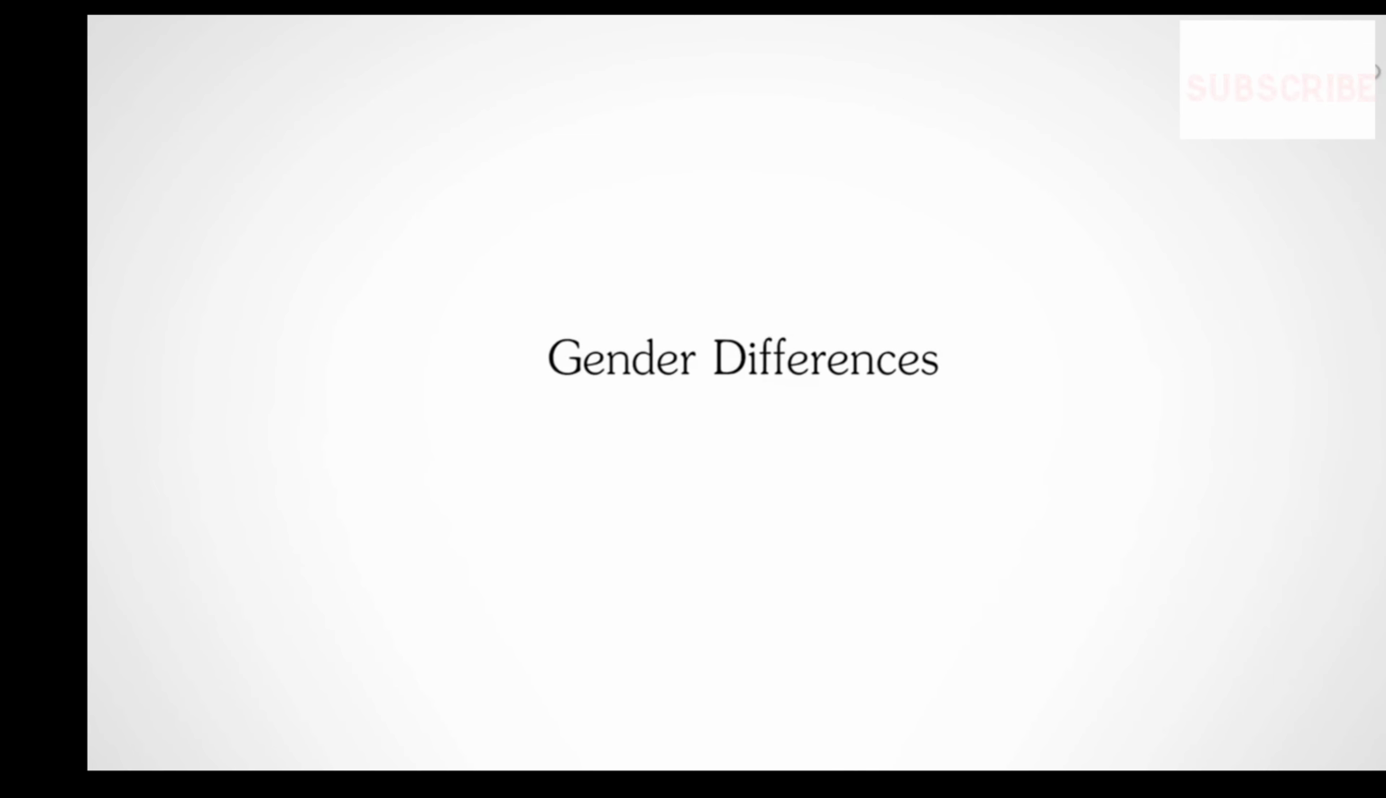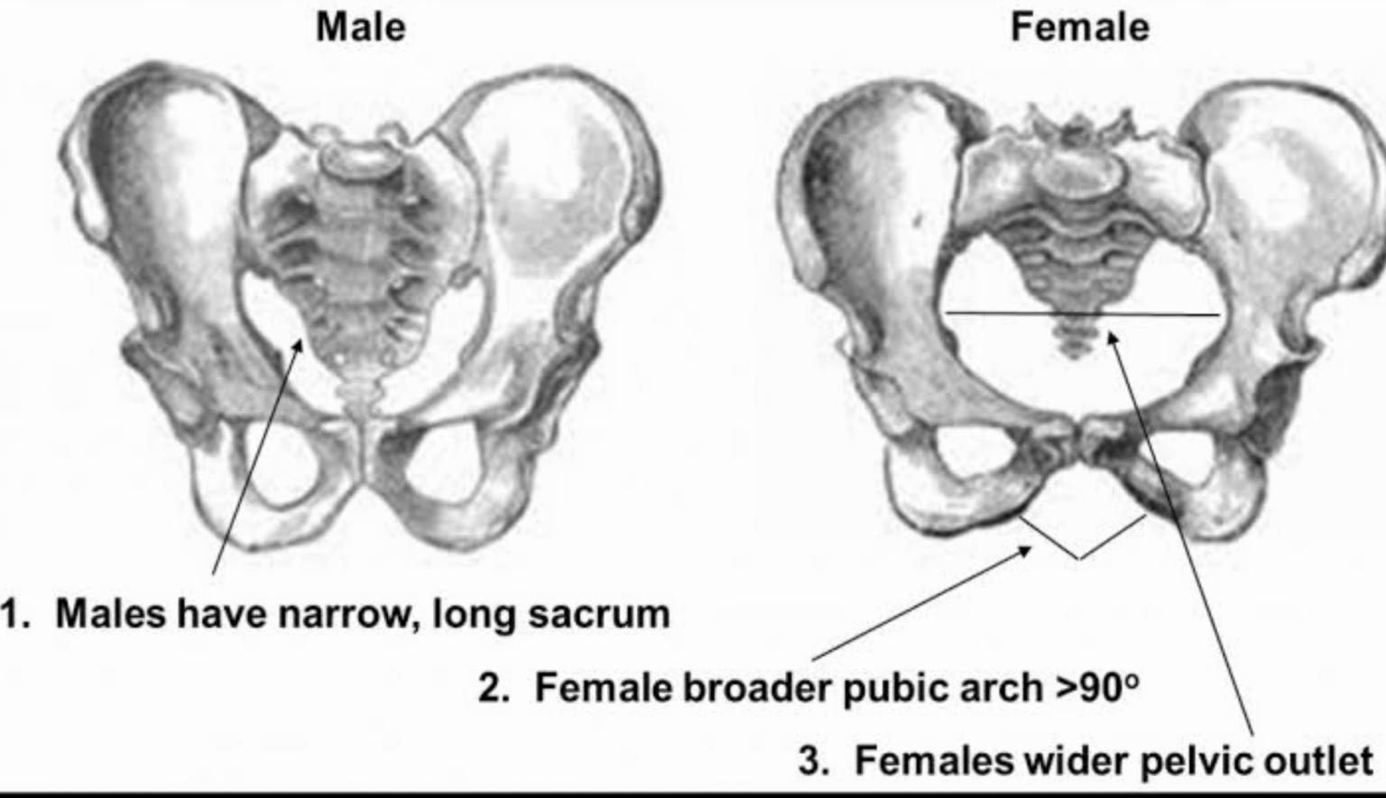Gender differences. The pelvis has the most divergence between male and female of the entire skeleton, mainly because the female pelvis is built to allow a woman to give birth.